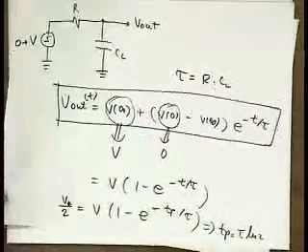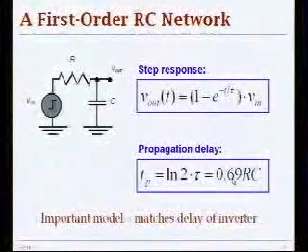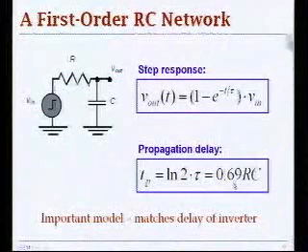Okay, let's go back to slides, please. And this ln2 times RC is 0.69 RC. You'll be using this number quite often in calculation of the propagation delay.